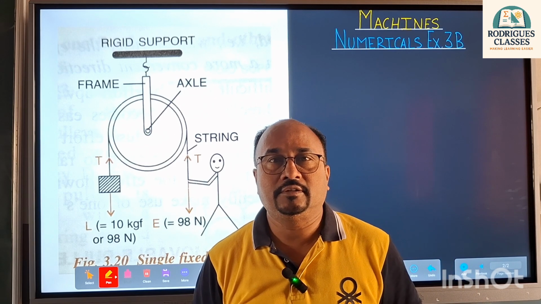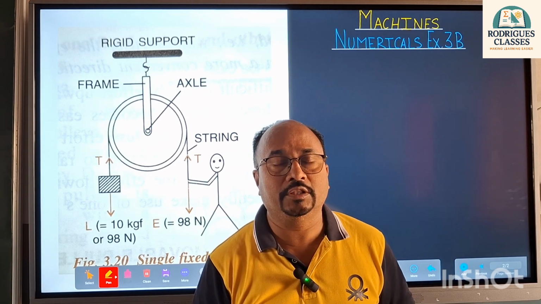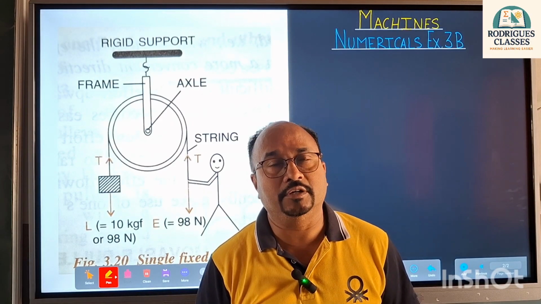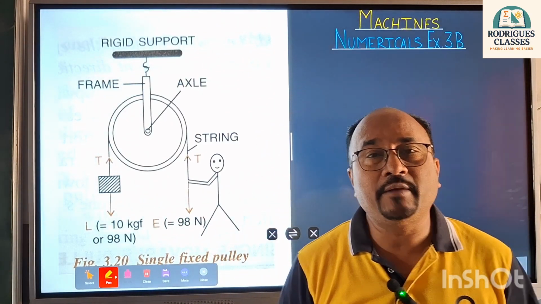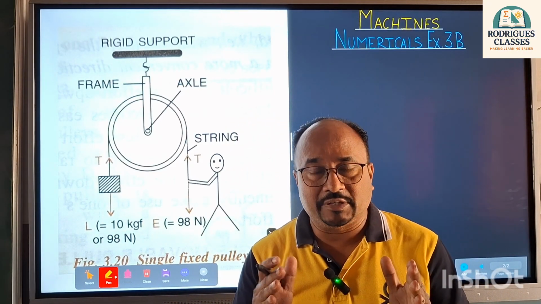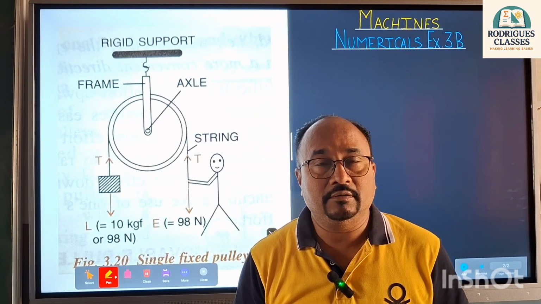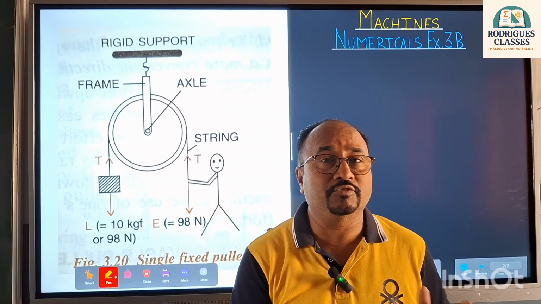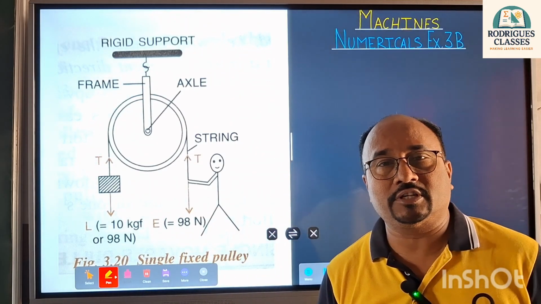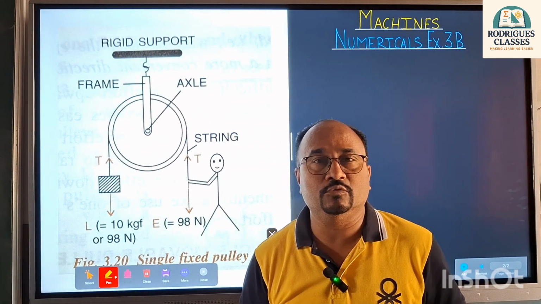Hello students. So today we are coming up with the second part of the numericals based on the chapter Machines. In the second part of the numericals, we will have problems specifically about pulleys, but those technical terms which we had seen in the first part, that is mechanical advantage, velocity ratio and efficiency, will be used.